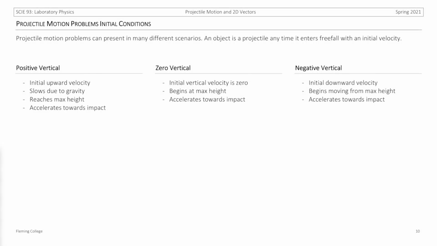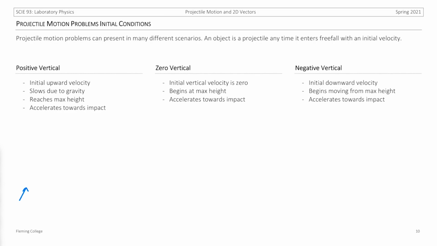Projectile motion problems can present in many different scenarios, and sometimes it's difficult to know we can apply those conventions that we just saw. So it's important to understand that an object is a projectile anytime it enters free fall with an initial velocity component. That initial velocity component can look a little different.